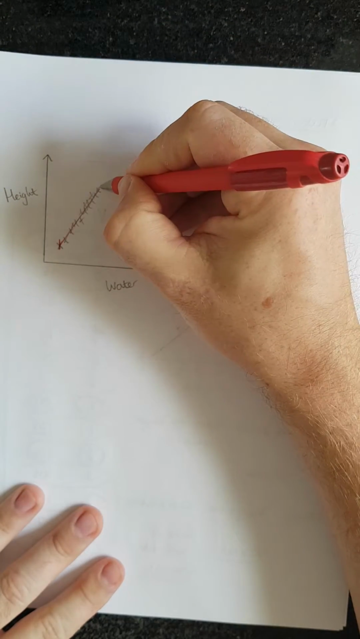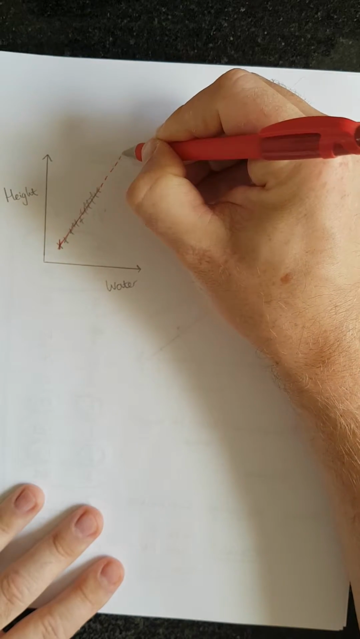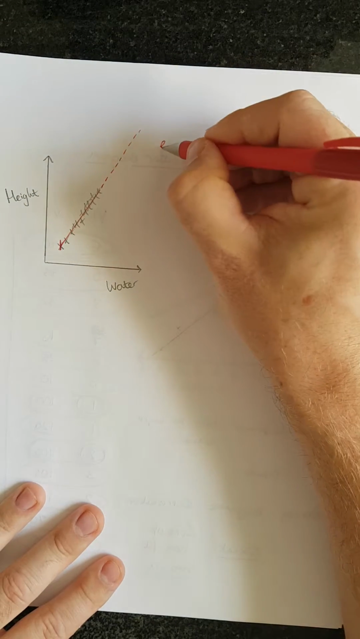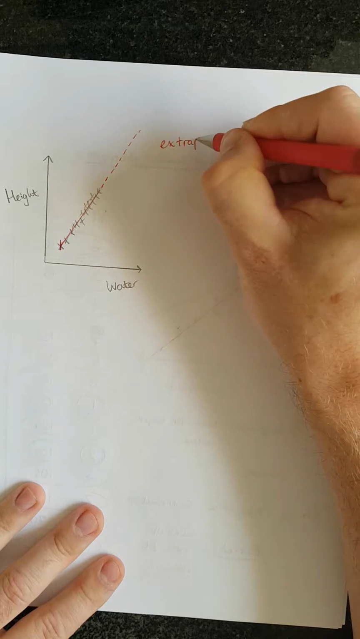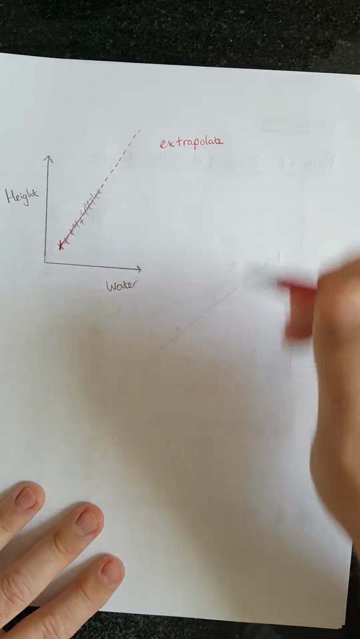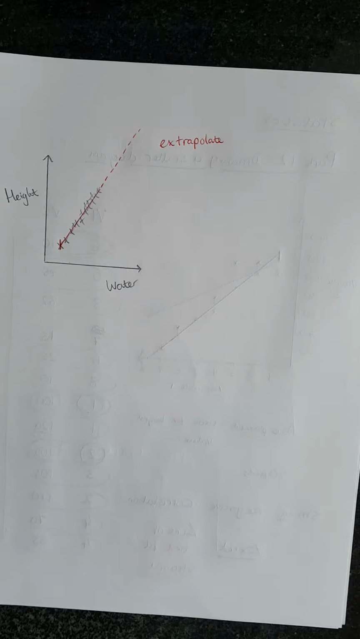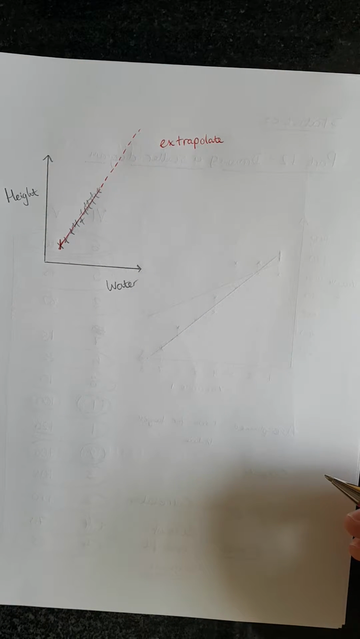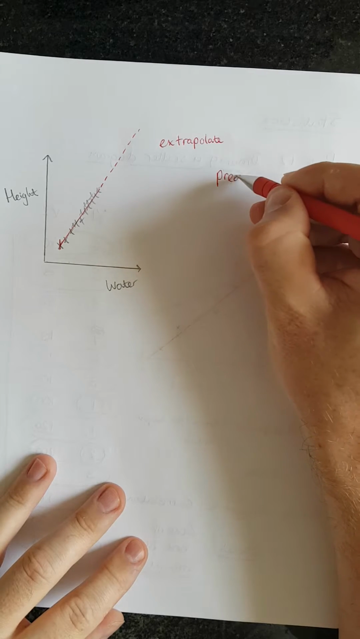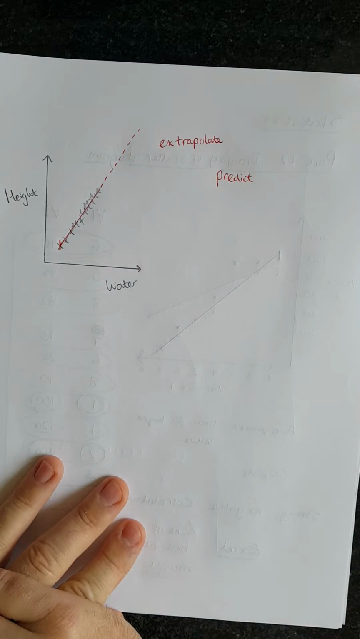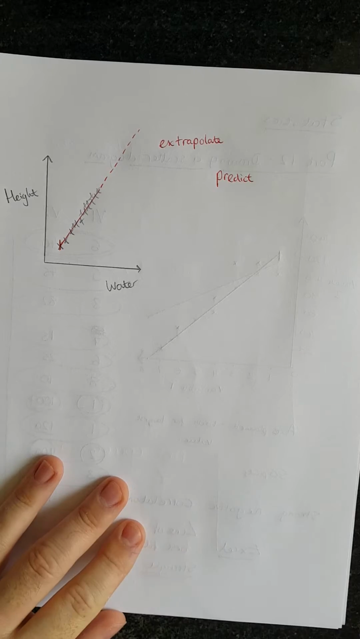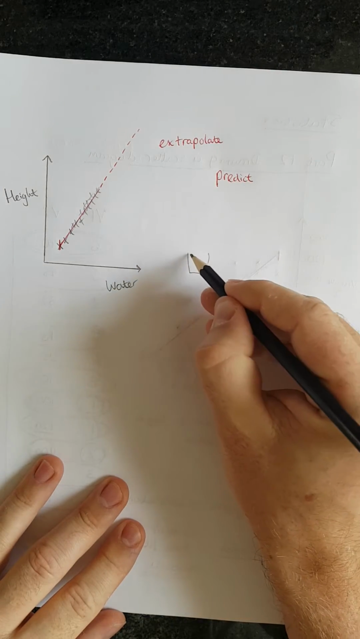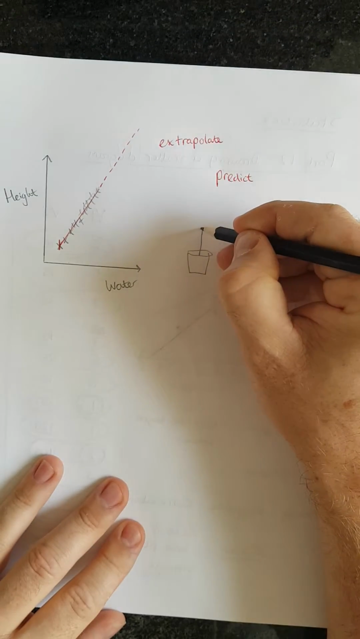I might even then say, let's extrapolate beyond that. So continue out beyond the data. Now we do this a lot in life to predict behaviours. But let's think about our plant. And here is a really bad drawing of a plant.